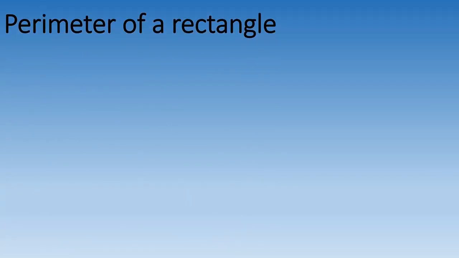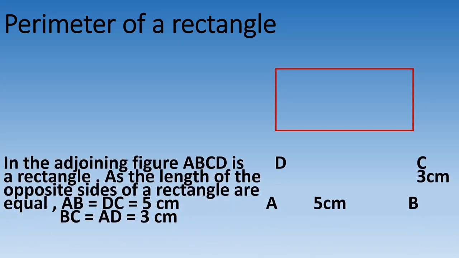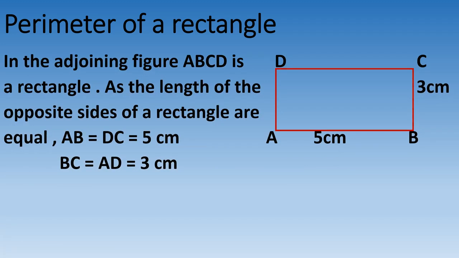Now we will find out perimeter of a rectangle. You all know what is rectangle? Rectangle is also a quadrilateral, but its opposite sides are equal. Okay, so in the adjoining figure, ABCD is a rectangle. As the length of the opposite sides of a rectangle are equal.